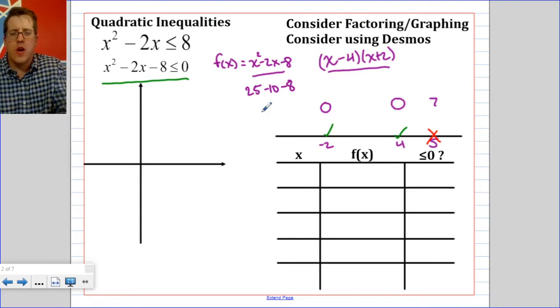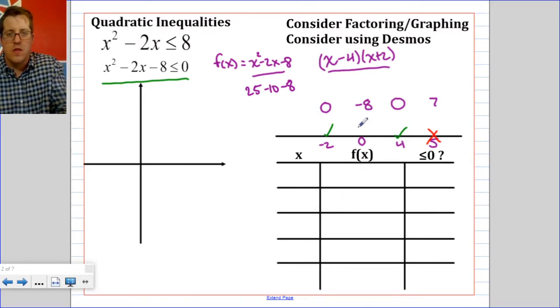Then I'll go ahead and try and plug in an x value like 0. When I plug in the x value of 0, I get -8. Now that does make the inequality true because -8 is less than or equal to 0. Cha-ching!